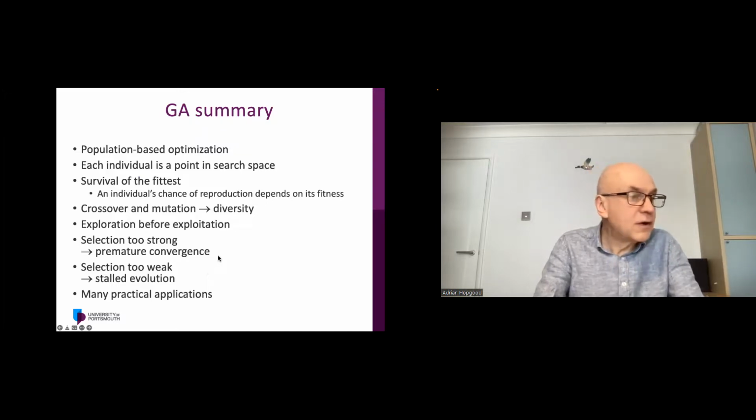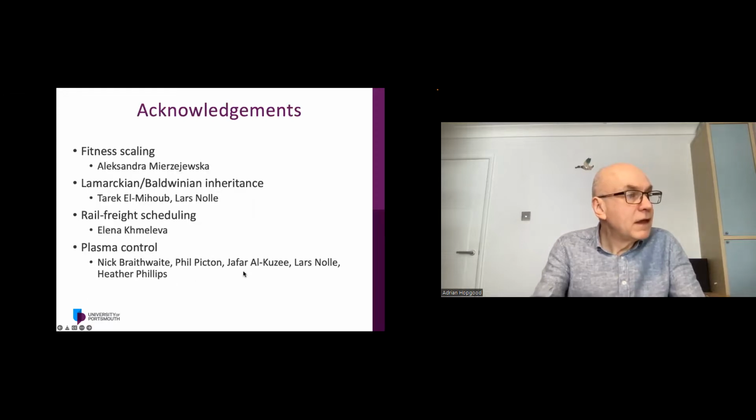If your selection is too strong, you get premature convergence and you zoom in on a local optimum. If your selection is too weak, you get stalled evolution and you may get near the optimum, but not actually get very close to it. And there are very many practical applications, as I hope I've shown you today.